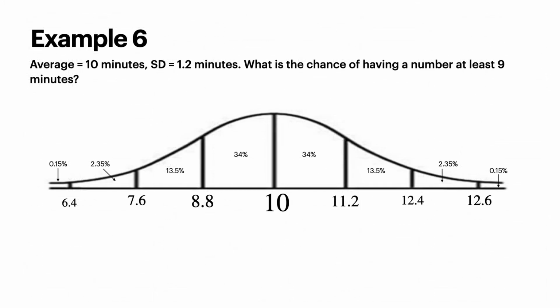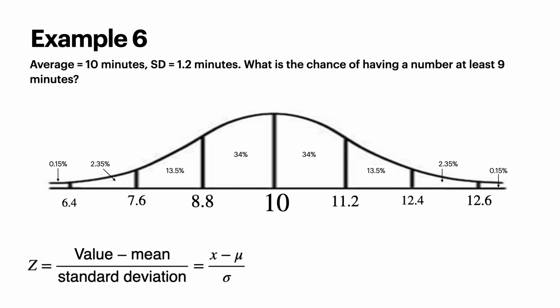So with an average of 10 minutes and a standard deviation of 1.2 minutes, what is the chance of having a number at least 9 minutes? Okay, well, 9 minutes is going to land between 8.8 and 10. So it doesn't land directly on a standard deviation. So how on earth could we calculate this? Well, we could use a z-score.